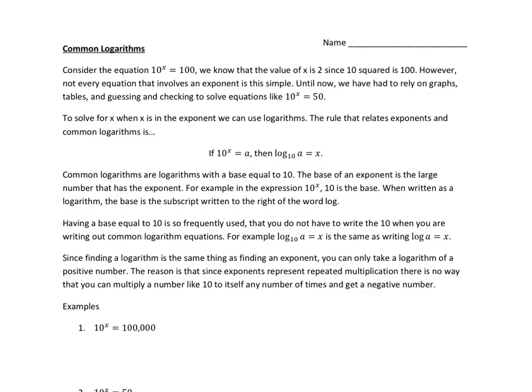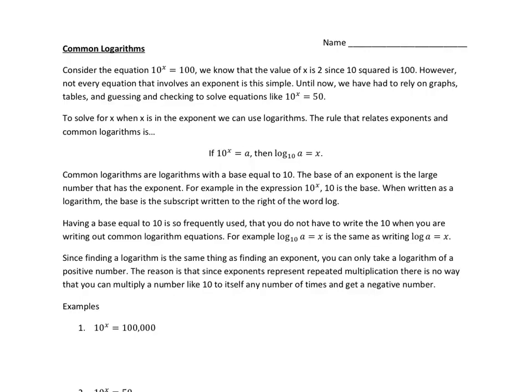Common logarithms. Consider the equation 10 to the x equals 100. We know that the value of x is 2, since 10 squared is 100. However, not every equation that involves an exponent is this simple. Until now, we've had to rely on graphs, tables, and guessing and checking to solve equations like 10 to the x equals 50. To solve for x when x is the exponent, we can use logarithms.